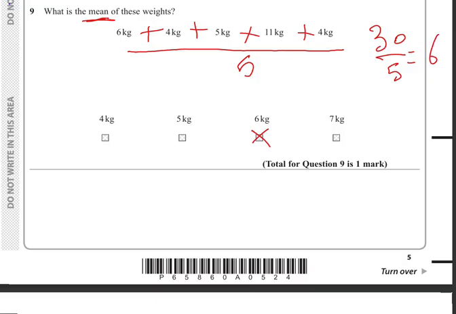Now, for example, they could also ask about not the mean, the range. Okay, if they ask about the range, basically take the largest number, which is 11, and subtract it from the smallest number, which is 4. But mister, I have two 4s. It's fine. It's the smallest number anyway. So 11 minus 4, which is going to be 7.